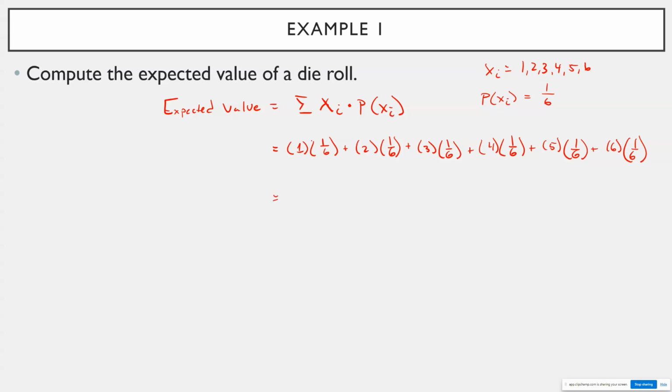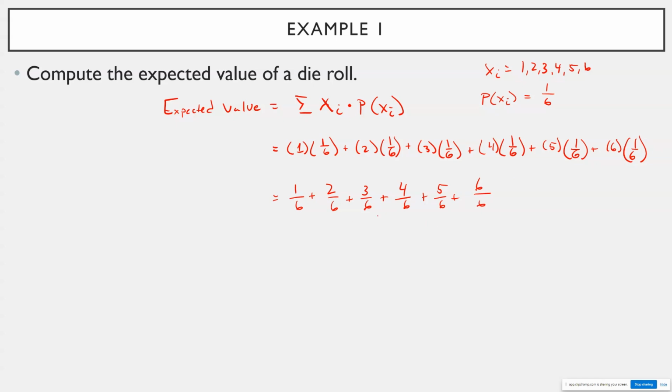Well, let's do this. 1 times 1/6 is 1/6. I'm going to leave these as unreduced fractions. You'll see why, because they'll all have a common denominator. 2 times 1/6 is 2/6. 3 times 1/6 is 3/6. 4 times 1/6 is 4/6. 5 times 1/6 is 5/6. And finally, 6 times 1/6 is 6/6.